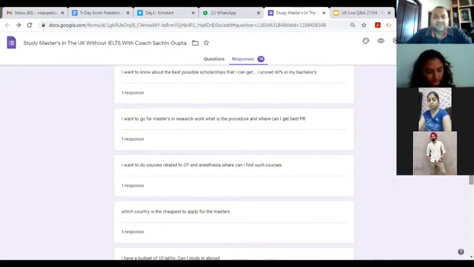If you want to go for masters, there are two kinds of masters. One is masters in coursework, and second is masters based on research. So you can reach out to us with your documents. We will be glad to share options with you where you can study masters which is based on research.